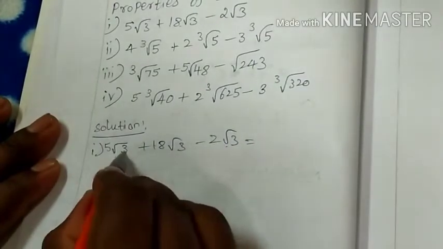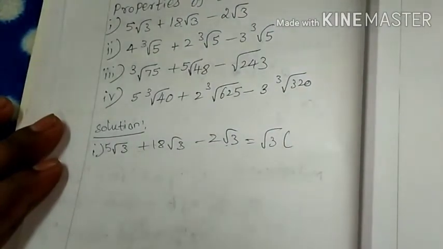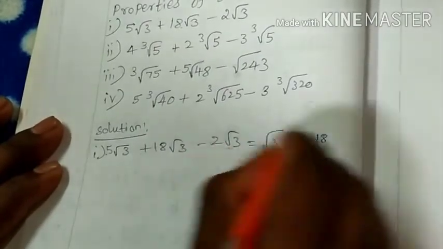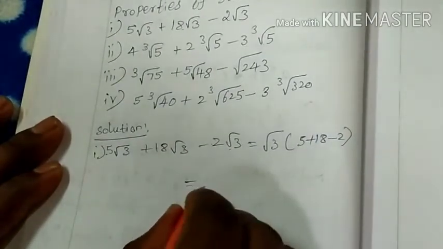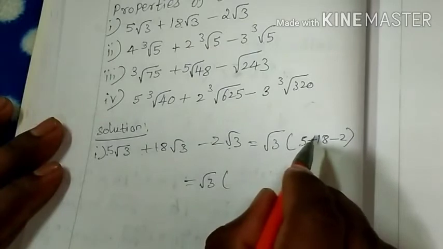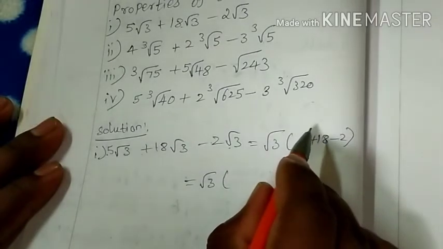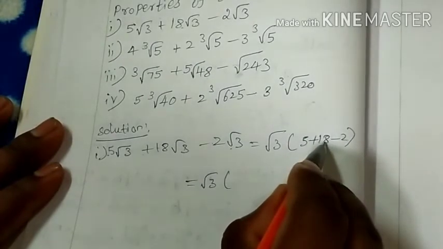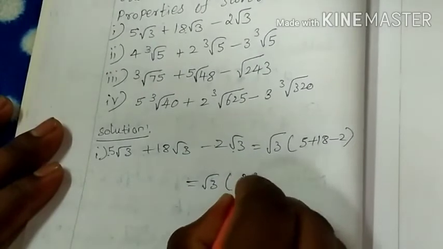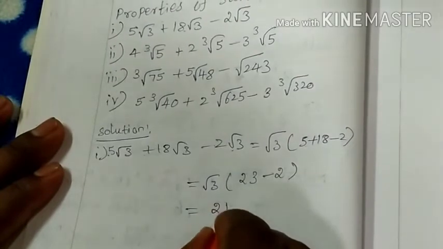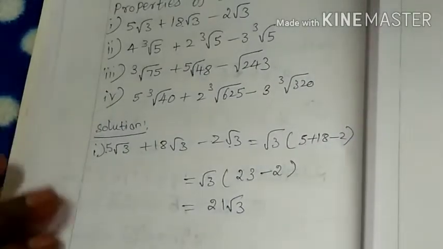Here, root 3 is common. Then consider the numbers: this is 5, plus 18, and minus 2, which is equal to root 3. So, you know the BODMAS law. What is the BODMAS law? Bracket, division, multiplication, addition and subtraction. First do the addition and the subtraction. 5 plus 18 is 23, minus 2, which is equal to 23 minus 2 is 21 root 3. That's all. This is the answer of the first question.